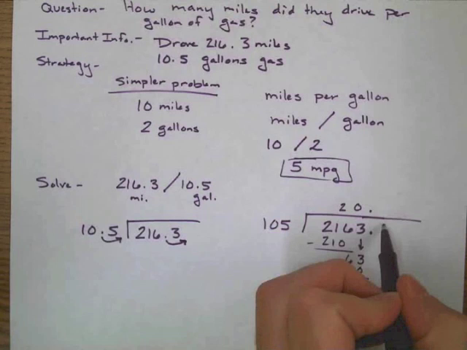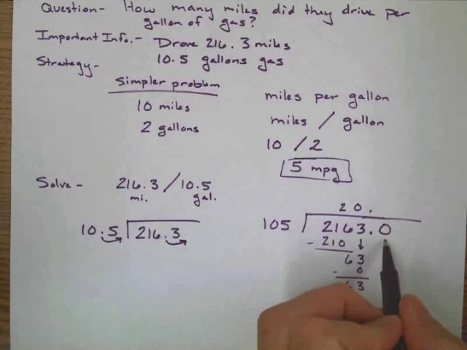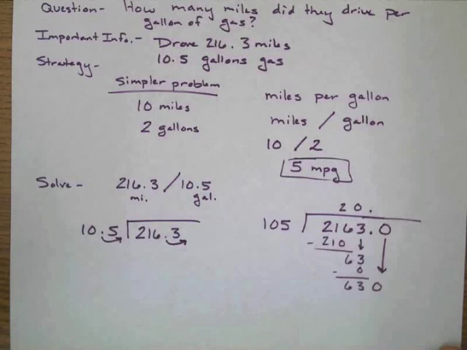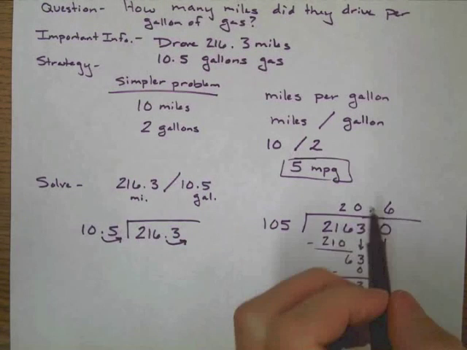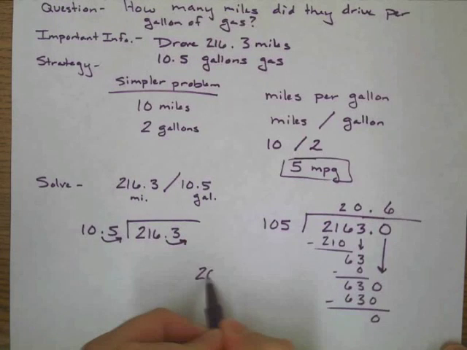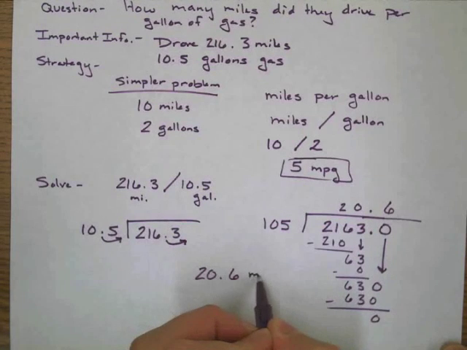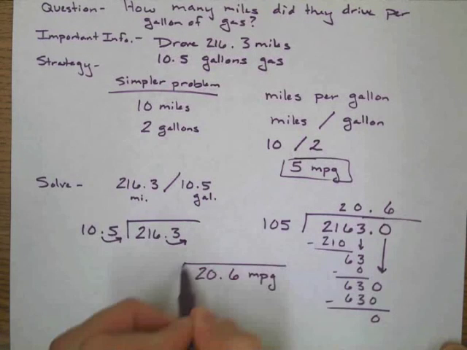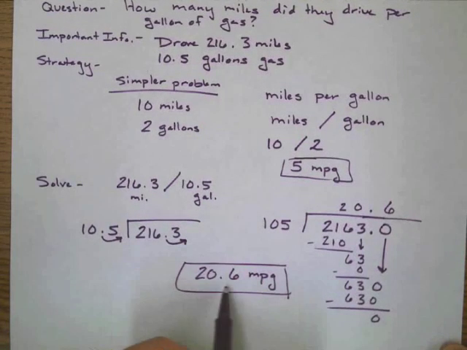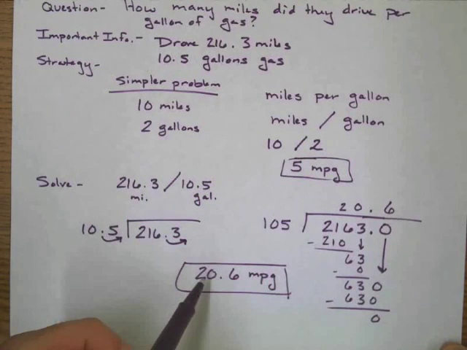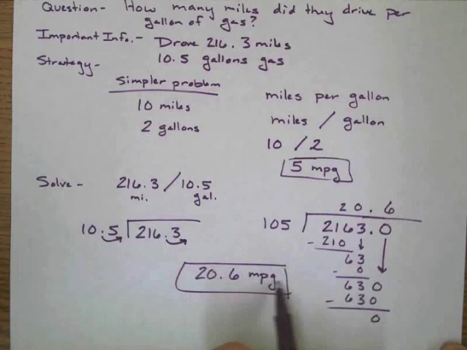Now I need something to bring down, so here I'm going to bring in this 0, and I'm going to bring this down. 630. 105 goes into 630 6 times. Comes out to be exactly 630. 0. So my solution here is 20 and 6/10 miles per gallon. That is how many miles they drove per gallon of gas, miles per gallon.